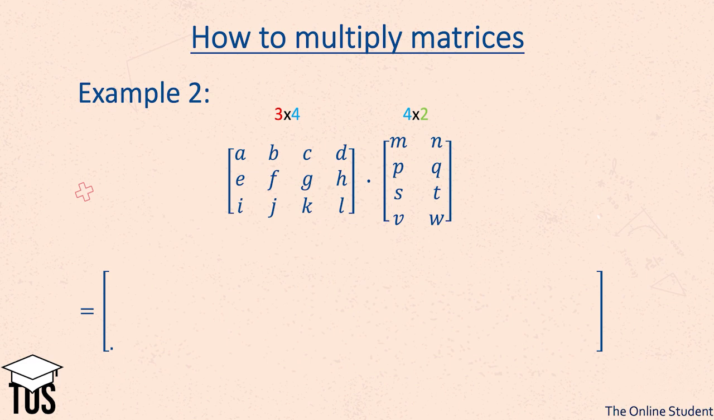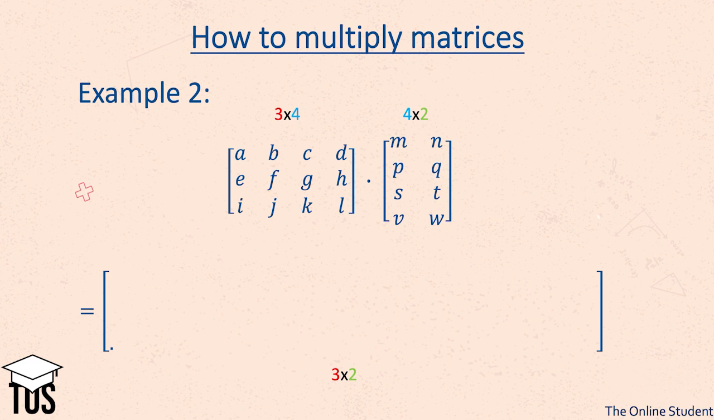Now, we know how to calculate the dimensions of the resulting matrix. We just take a look at the number of rows of the first matrix, which is 3. And we take a look at the number of columns of the second matrix, which is 2. So the resulting matrix will be a 3 by 2 matrix. So this matrix will have 3 rows and 2 columns. So we have to calculate 6 elements of this matrix.